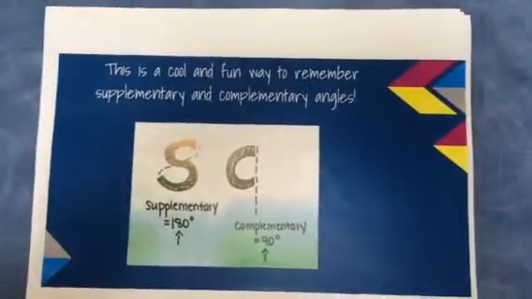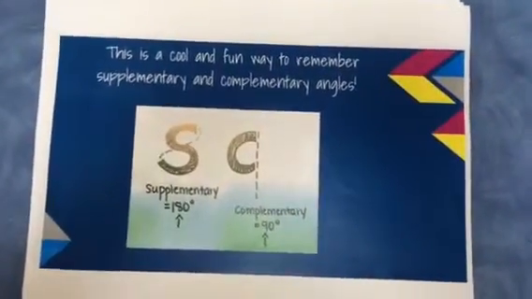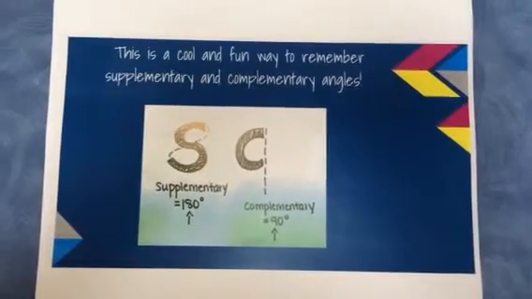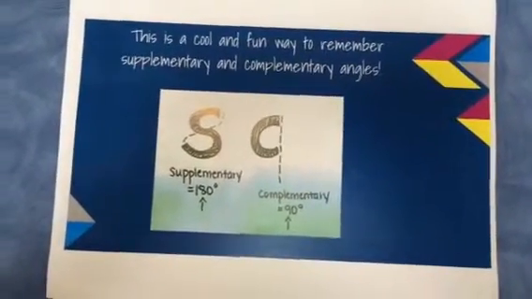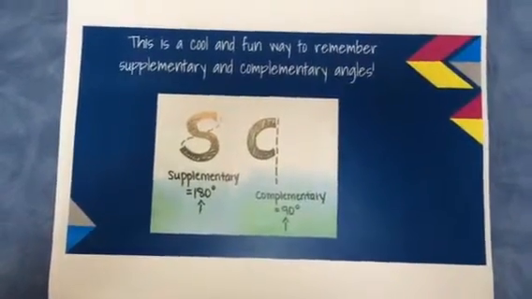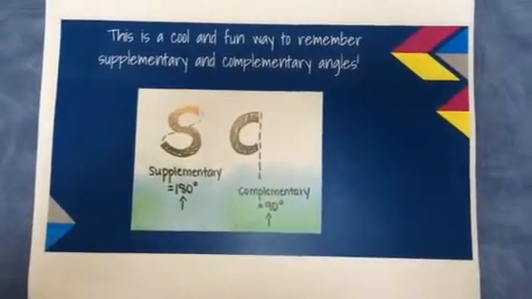This is a cool and fun way to remember supplementary and complementary angles. Supplementary equals 180 degrees, and you can make an 8 out of the S. Complementary equals 90 degrees, and you can make a 9 with the C.